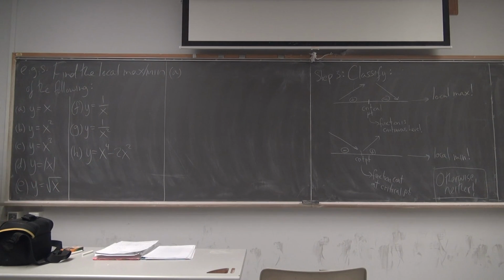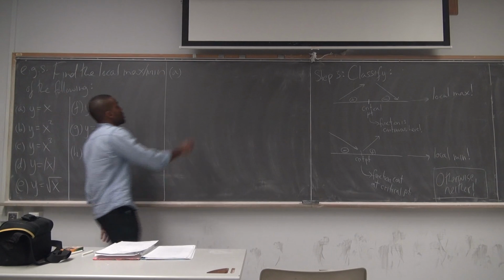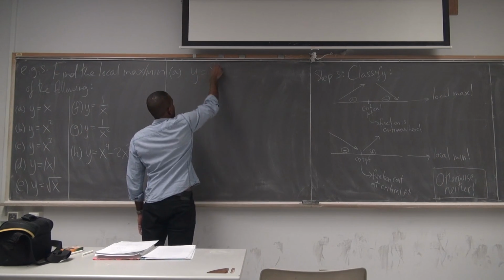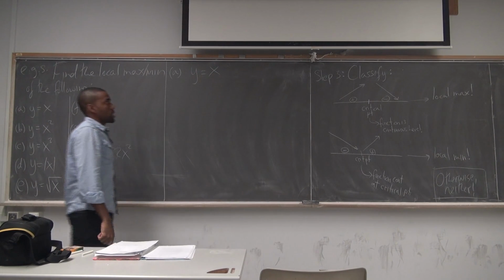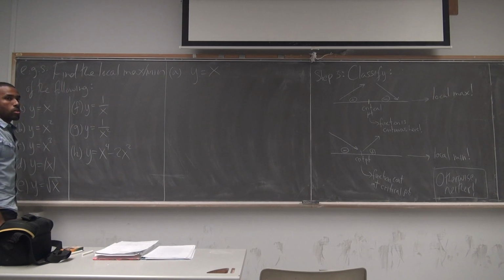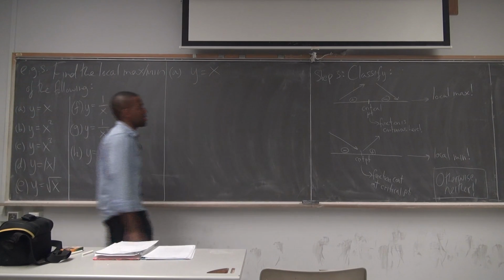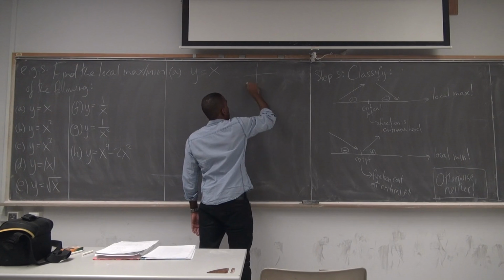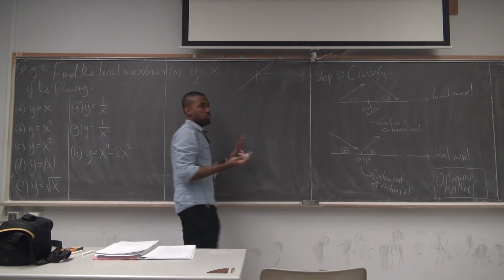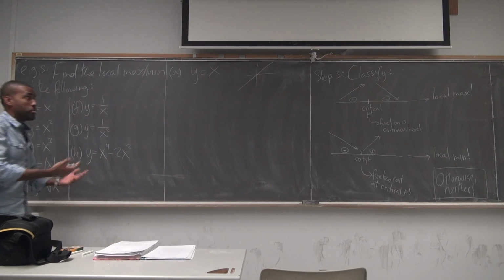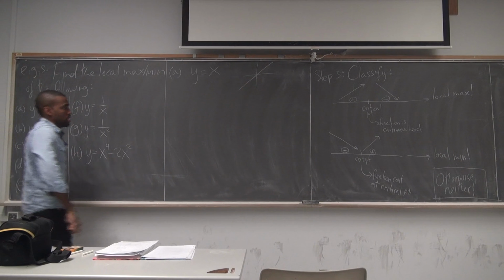It's something you're going to have to know how to do anyway for the curve sketching section. So let's start with the first function, y equals x. What do you think the local maximums and minimums are here? It shouldn't have any, right? If you look at the graph, it's just like that. There is no local max or min. So we expect the answer to be none. Well, let's see what we get.